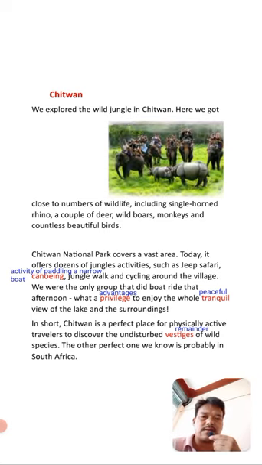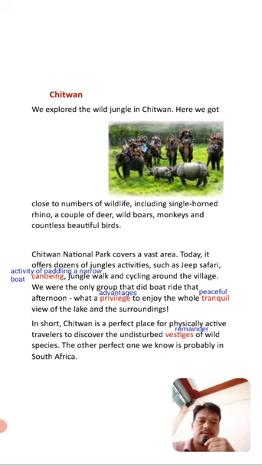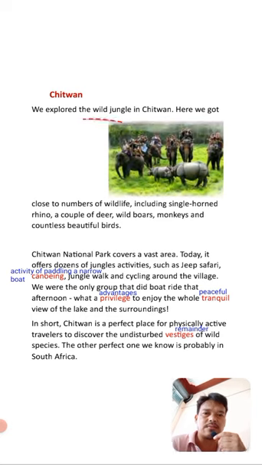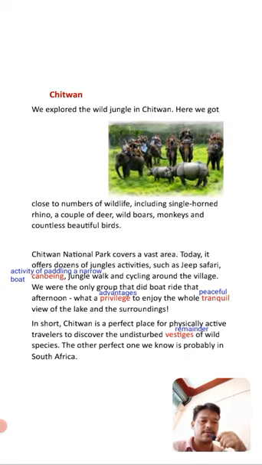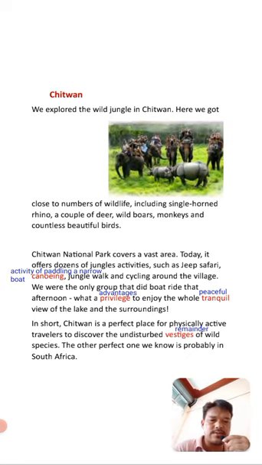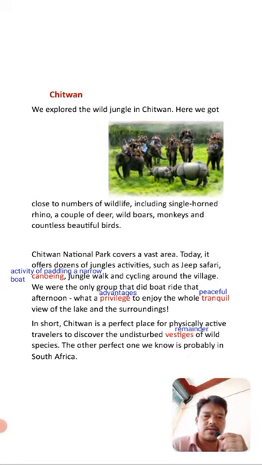The second place that the writer visited is Chitwan, and we will discuss it here. We explored the wild jungle in Chitwan, and here, students, they came to know about the wild forest in Chitwan. Also here we got close to a number of wildlife, including single-horn rhino, a couple of deer, wild boars, monkeys, and countless beautiful birds.